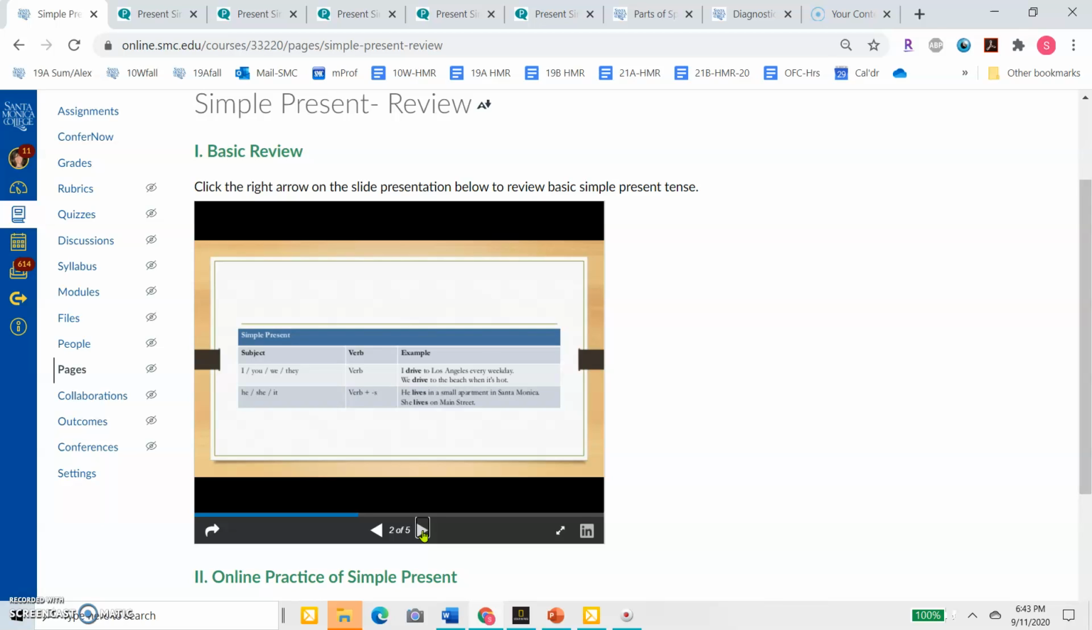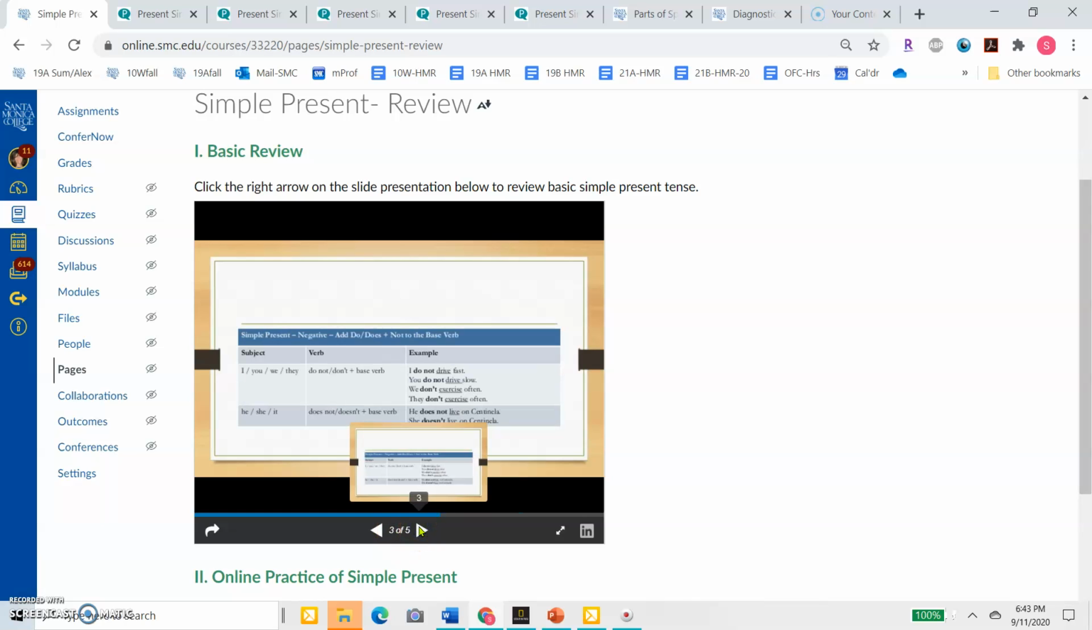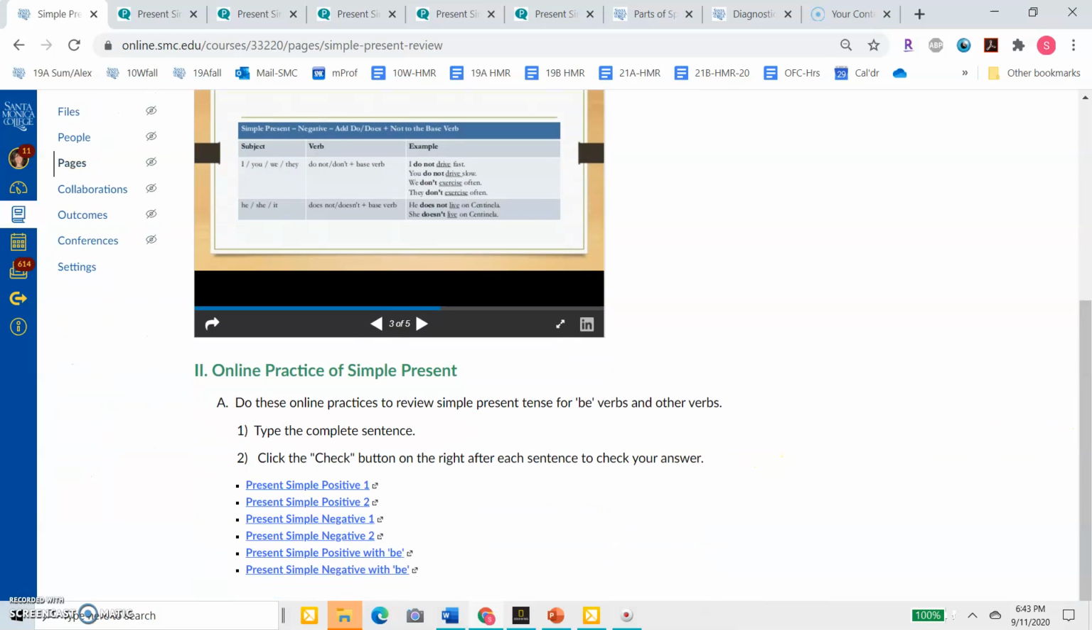So the simple present, the simple present negative, the simple present with be, and the simple present with negative be. Then you're going to complete these online practices. Let's start with the first one.